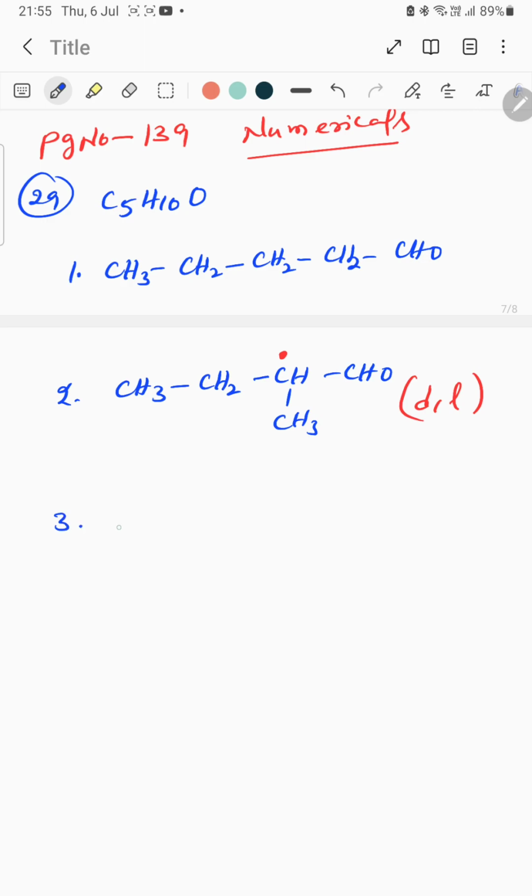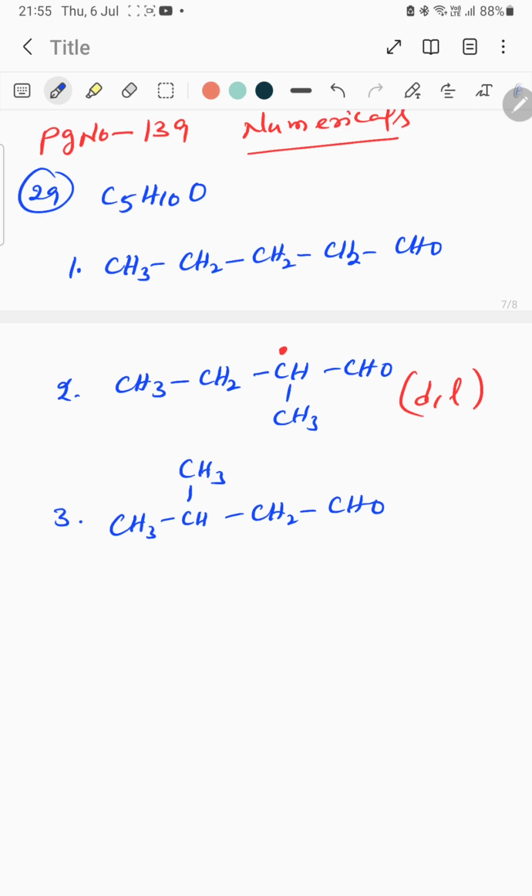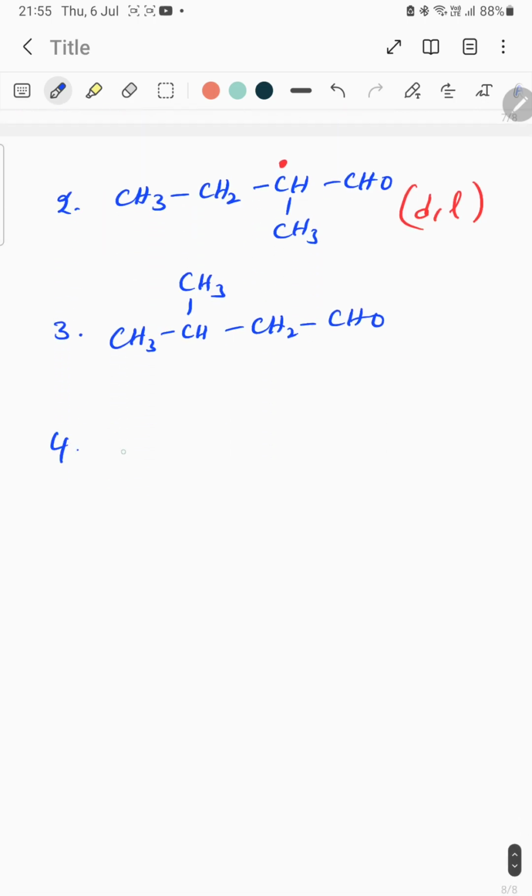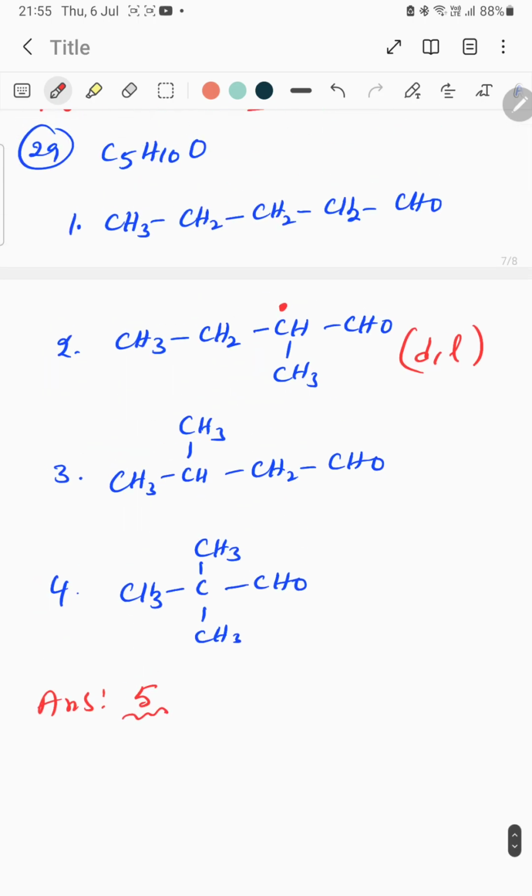Next, CH3, CH, CH3, CH2, CHO. Next, CH3, C, CH3, CH3, CHO. Answer is total 5 possibilities we have. First one, the second one is considered as 2, one D form and an L form, and the third one, fourth one. Total we have 5 possibilities.